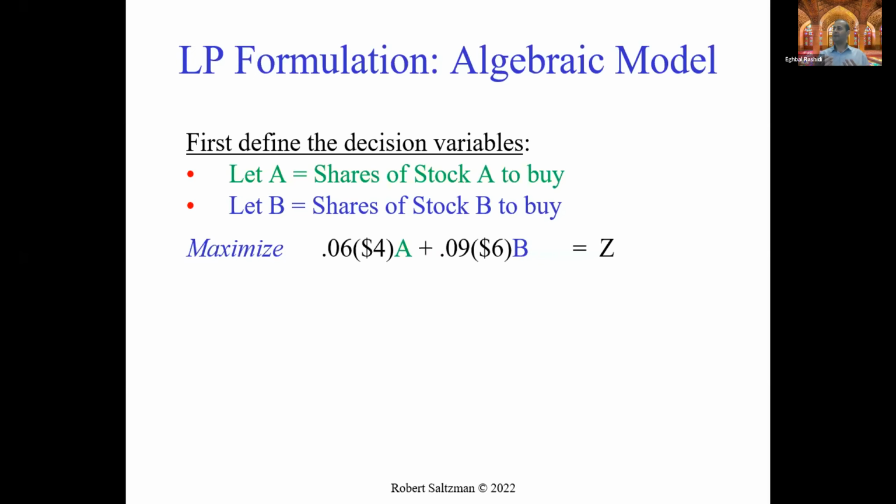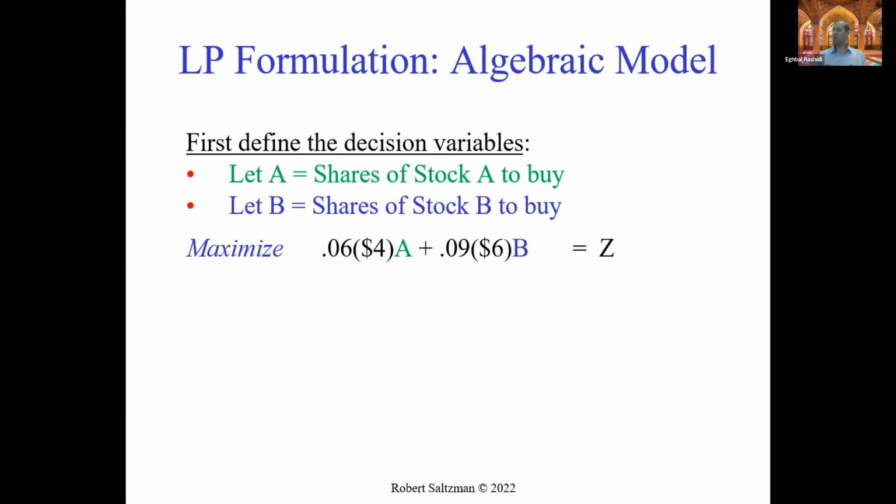So what is our return for stock A? That's how many of stock A you buy, which is represented by A, multiplied by the price of A, which is $4, multiplied by the rate of return in a year, which is 6% or 0.06. Okay, so 0.06 multiplied by $4 multiplied by how many you buy of stock A. That's for stock A.